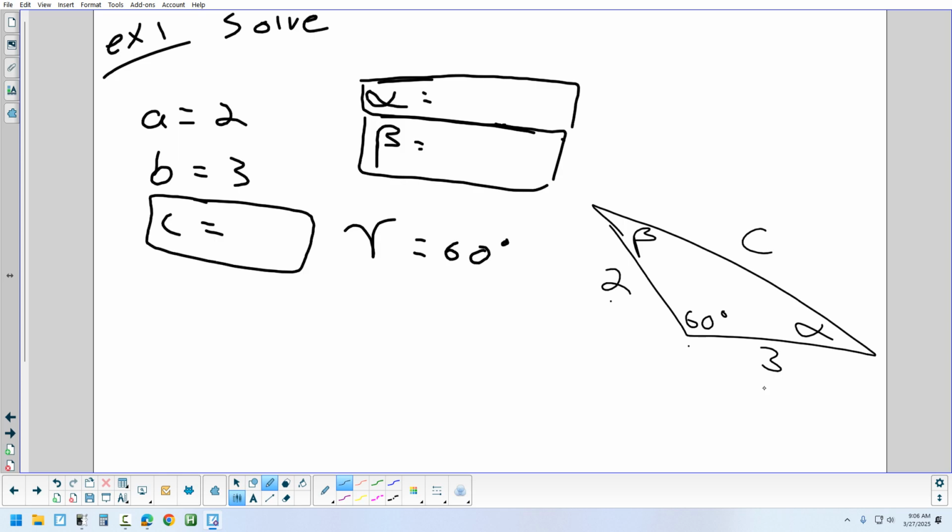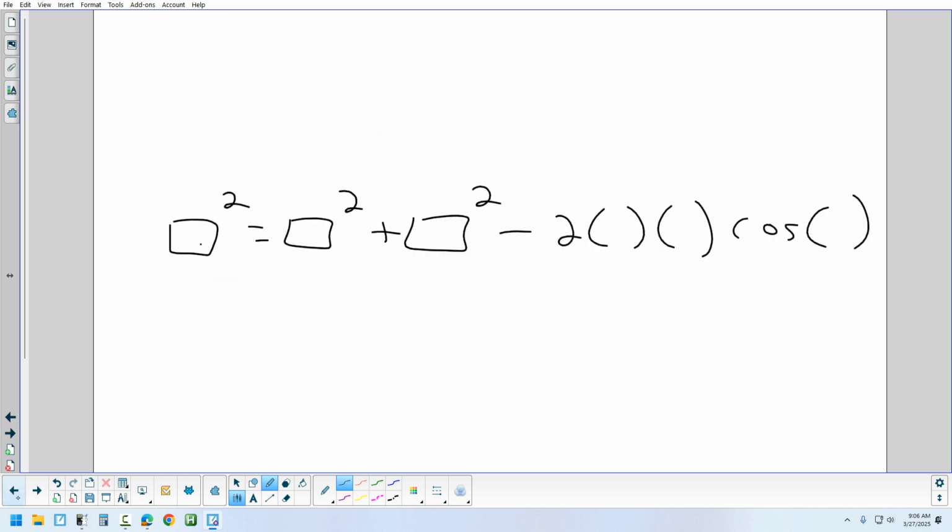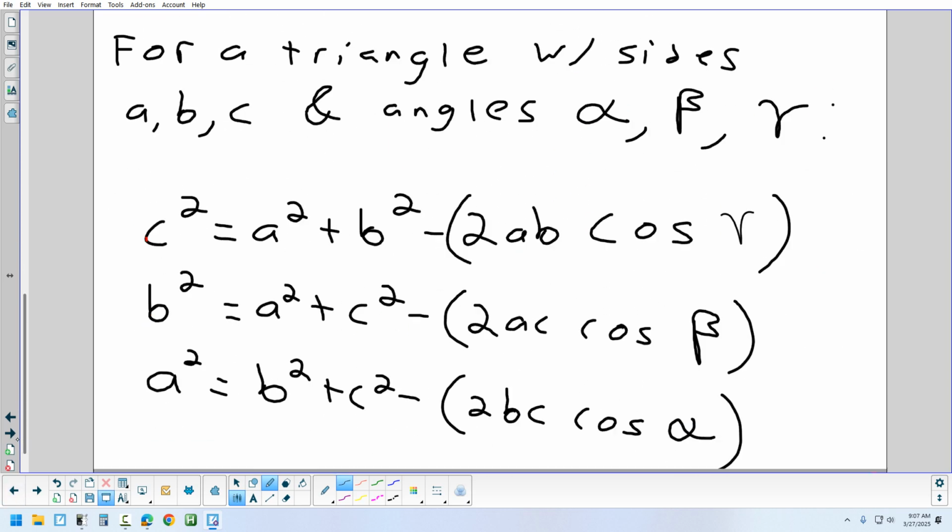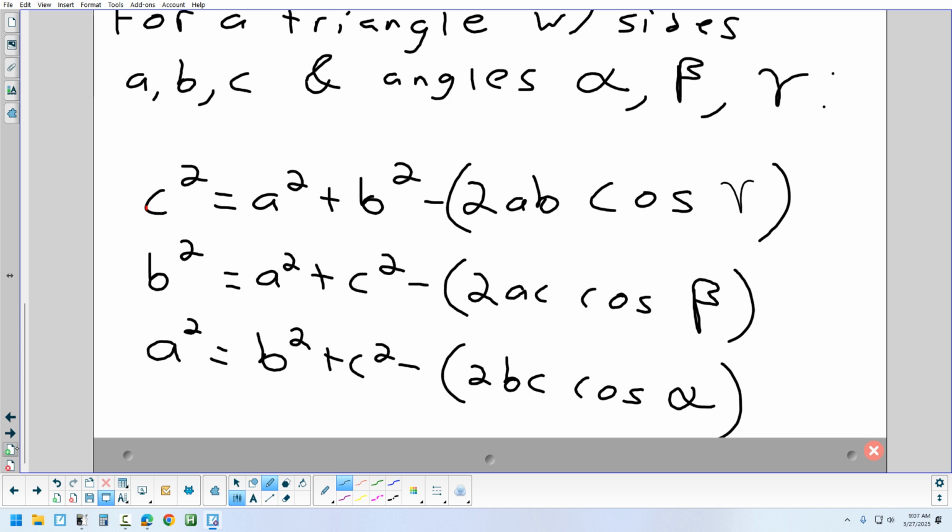When you are solving SAS, you need to find the side you're missing first. You don't have any other options. You have to find the side you're missing first. The reason is because looking at the law of cosines, every version, no matter how you write it, has every side in it. The top one has A, B, and C. The second one has A, B, and C. And the third one has A, B, and C.